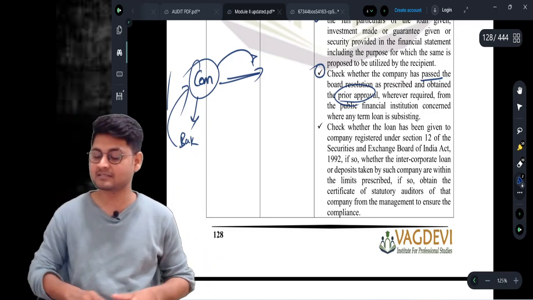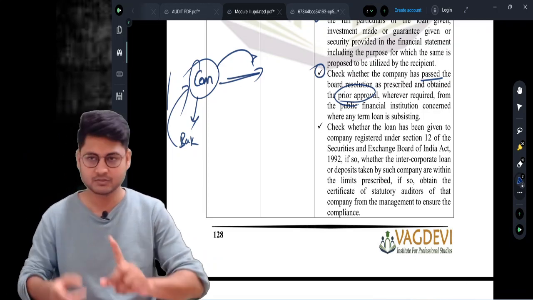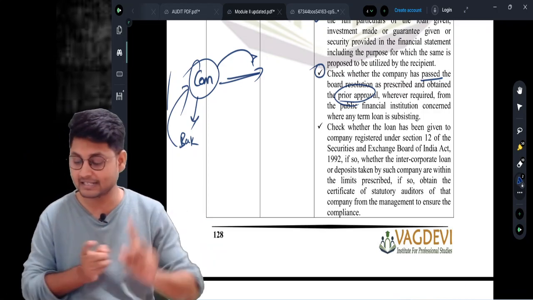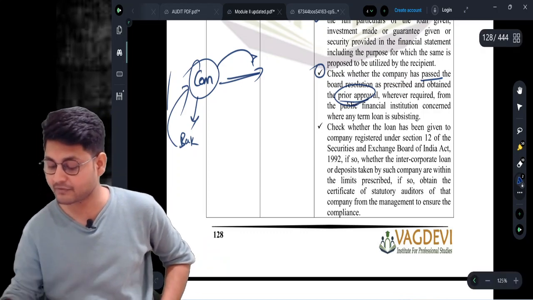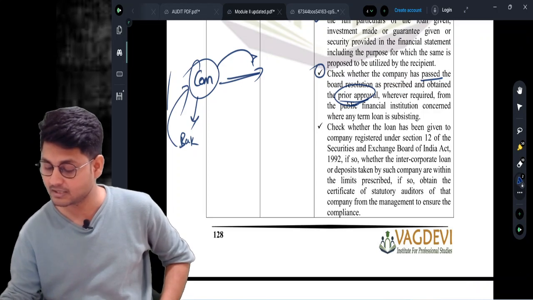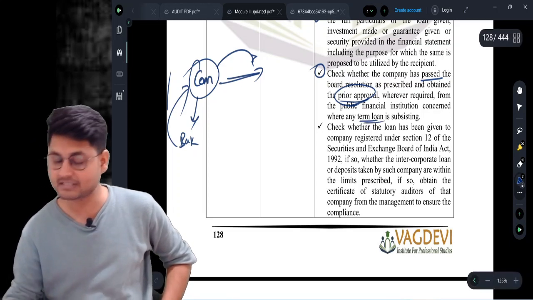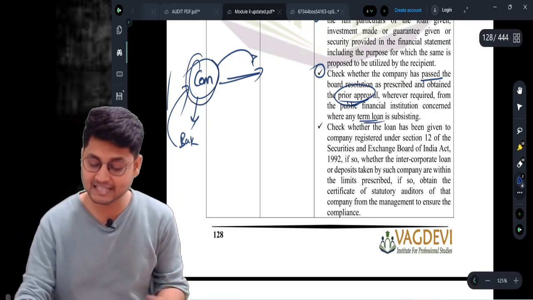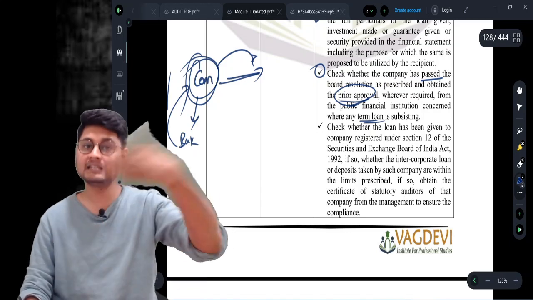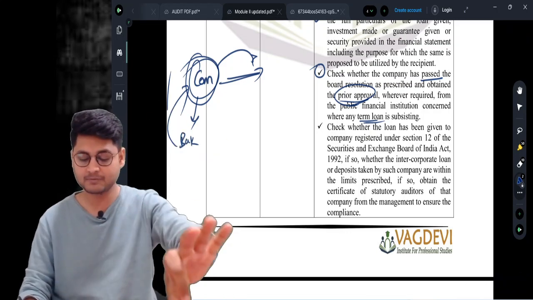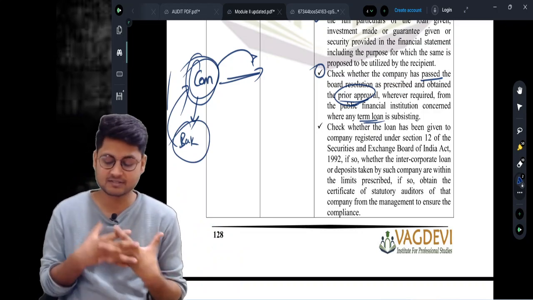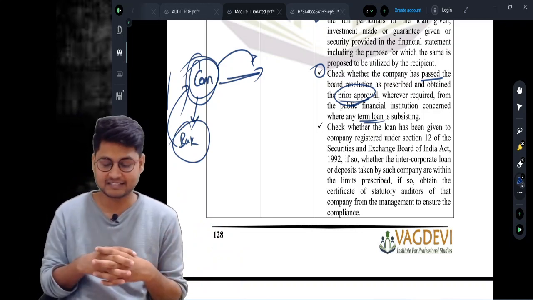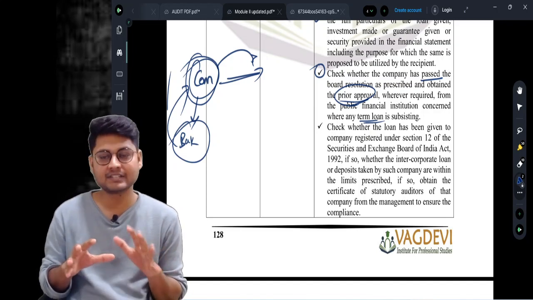Check whether the company has passed the board resolution as prescribed. So board resolution anyway is required, and along with that, they need to obtain the prior approval, whenever required, from any public financial institutions concerned, whether any term loan is subsisting. This company is having loans first of all, and it is again giving the loan to someone else. So for that purpose, if required, they need to take prior approval of the banks or financial institutions from where the term loan is in existence. That is the thing we need to write there.